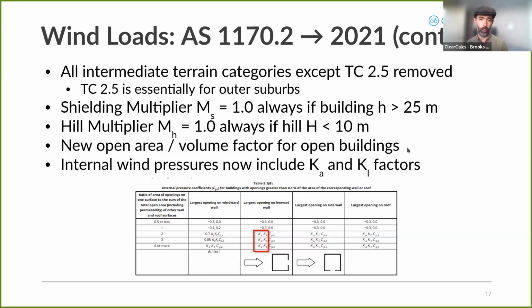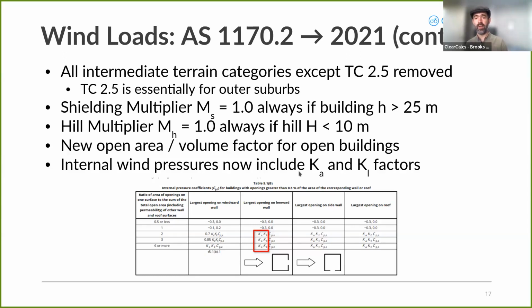If you design any open buildings, there's a whole new factor for you to include for an open area / volume. And the net effect of that is basically going to be to increase the wind pressure slightly in small open areas, such as a veranda on a house, but decrease it for very large open areas. So if you're designing a big gazebo in a park or something like that, your wind loads are going to decrease slightly as a result of this new factor.